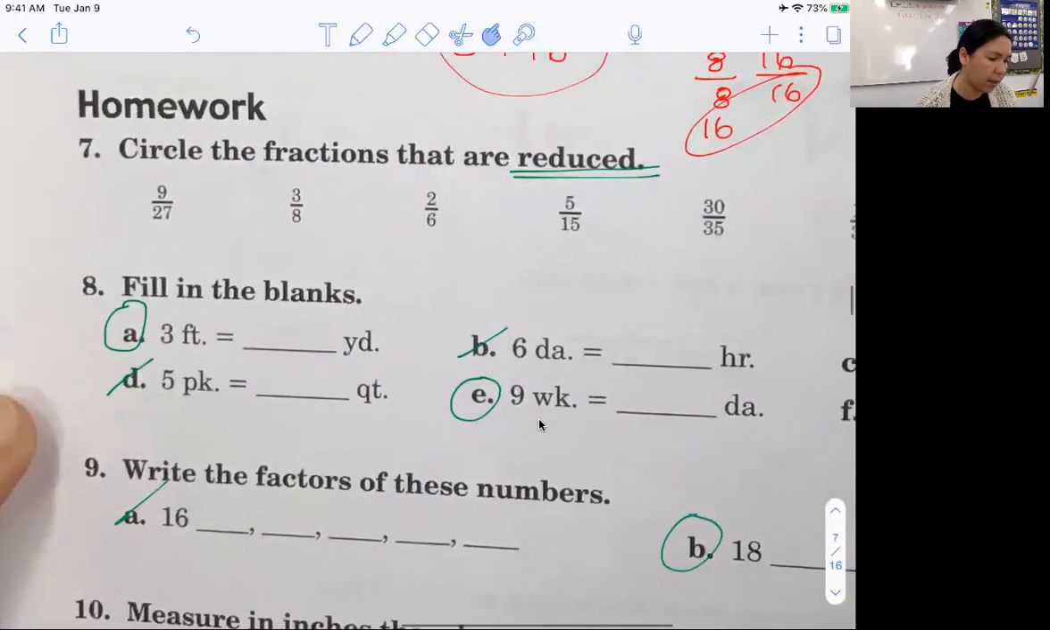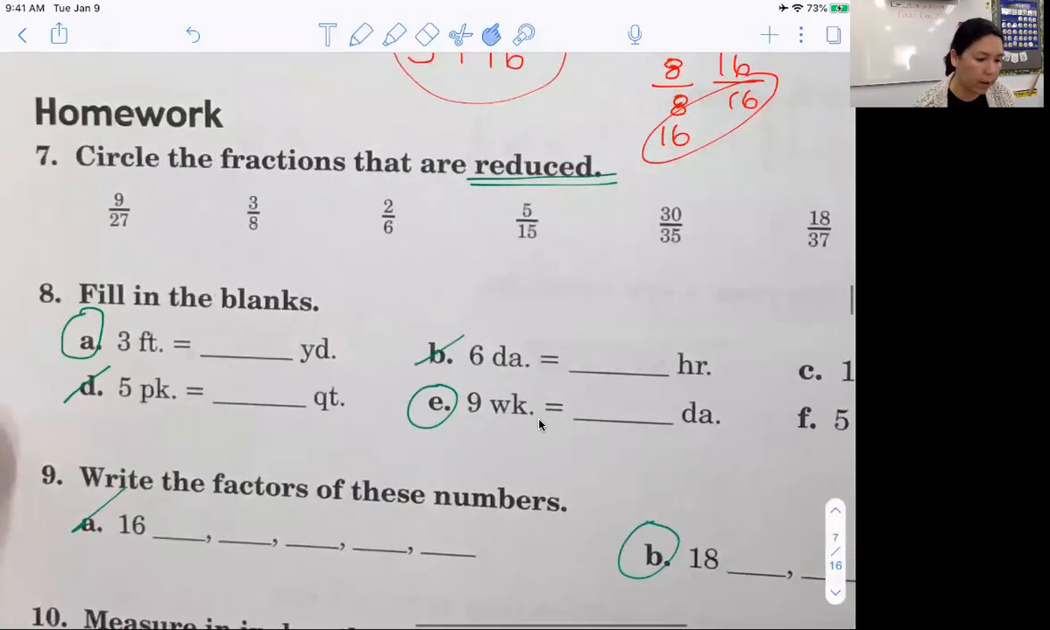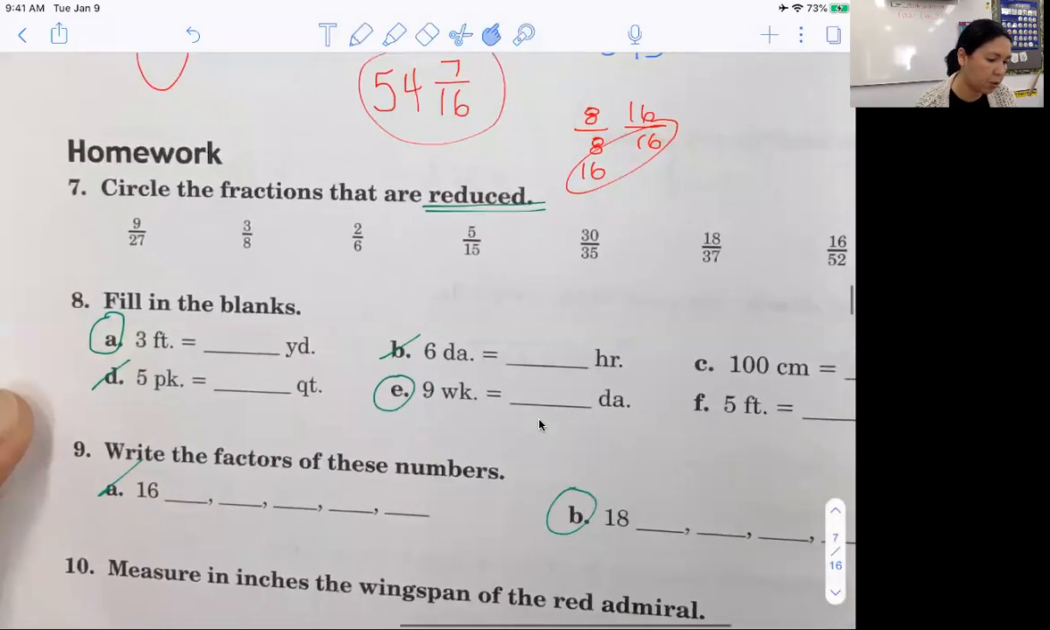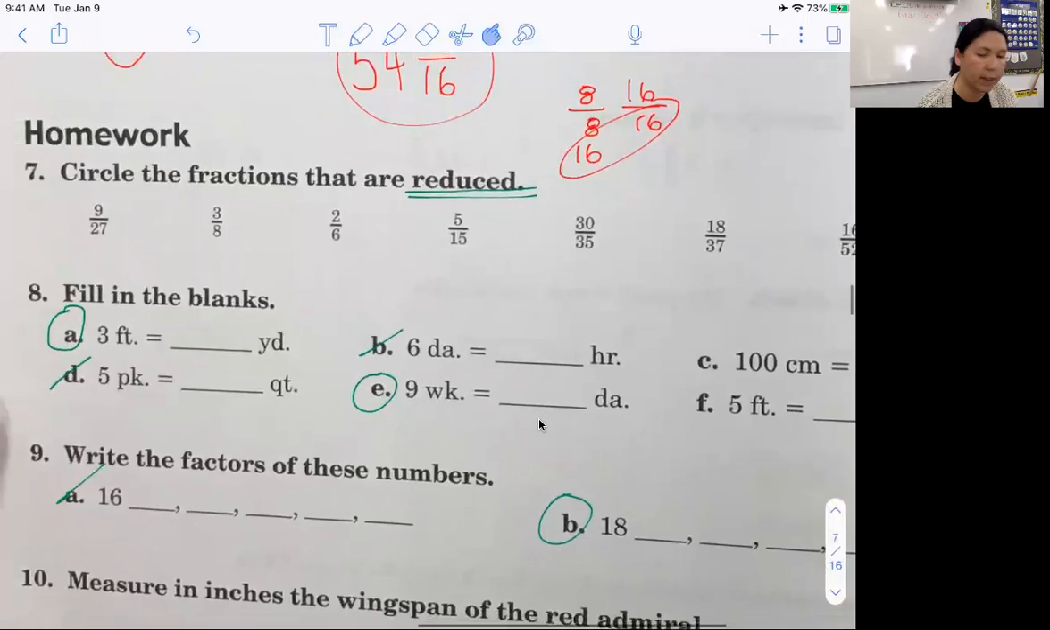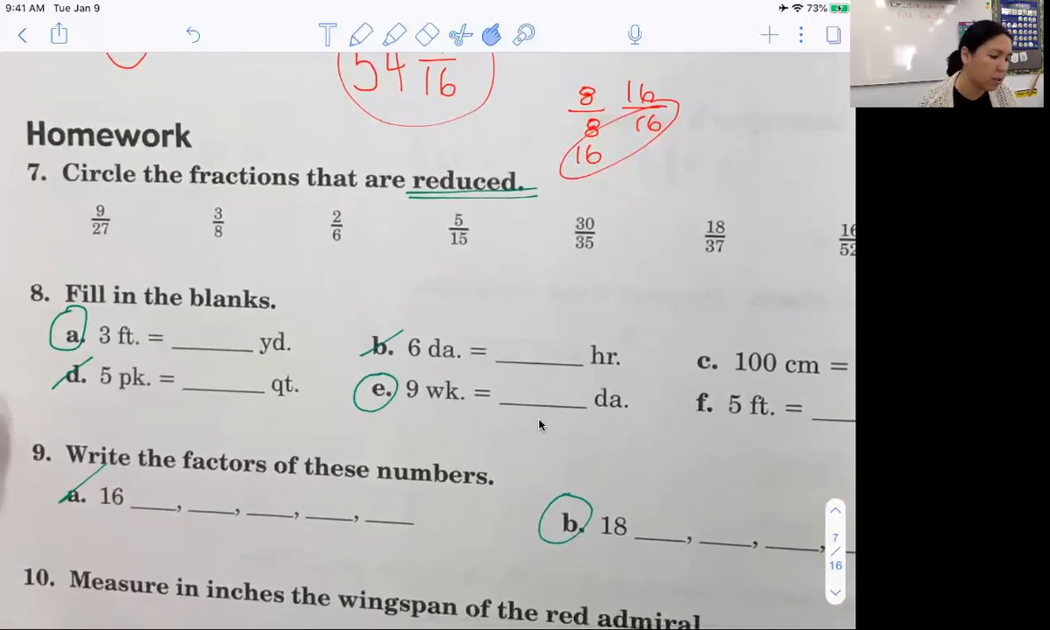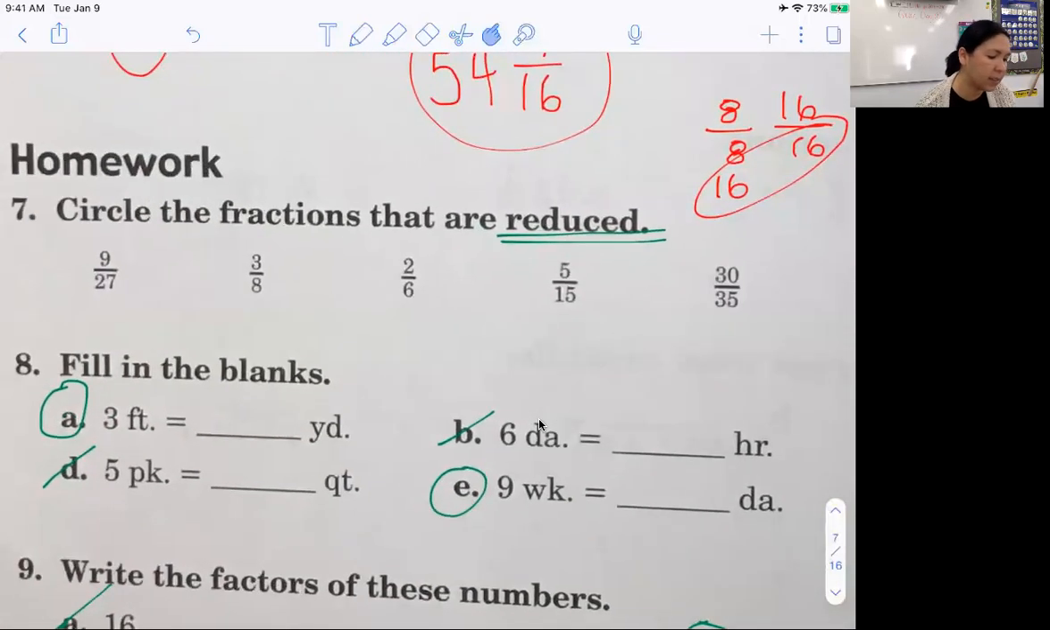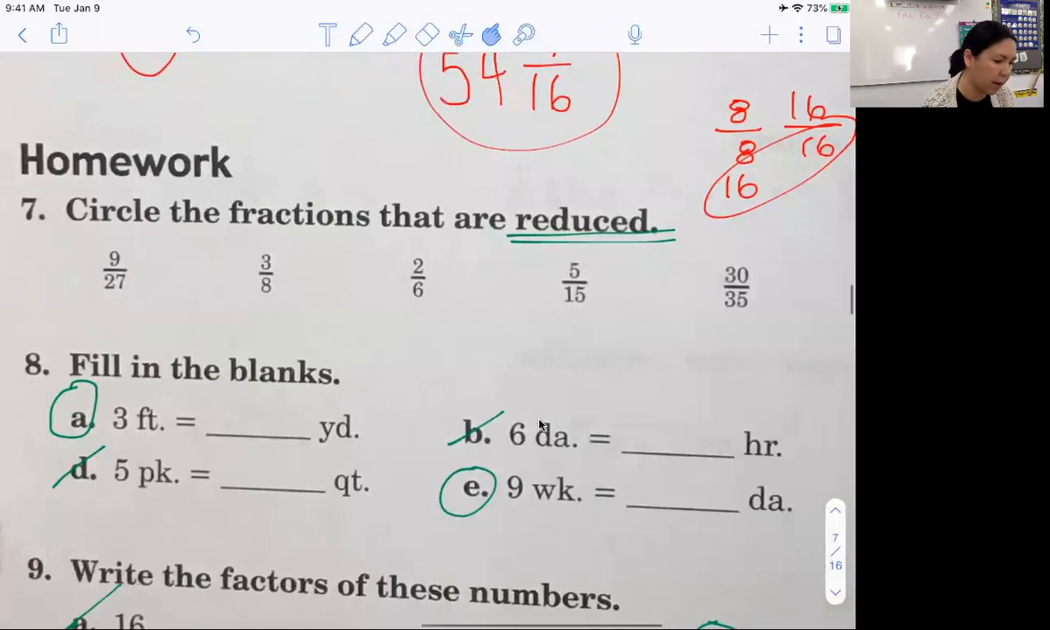All right. For number 7, we are going to do the first two together, okay? And then you're going to do the rest by yourself. So all we're looking at here is finding fractions that are already reduced. They can't get any lower. So is 9/27, we're looking at this first one right here. Is 9/27 the smallest it can go, or could we divide by something?